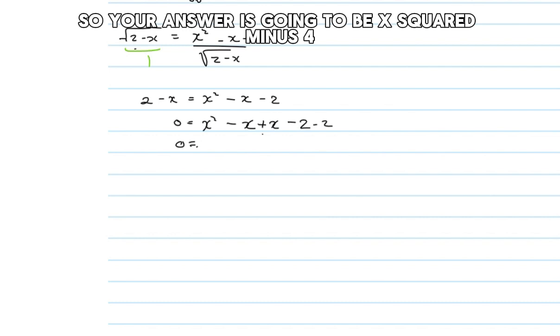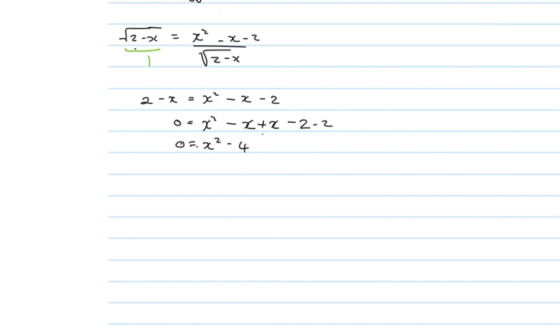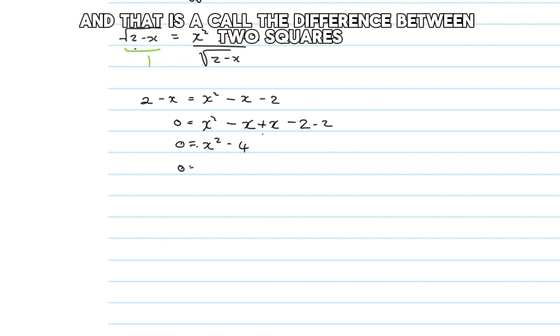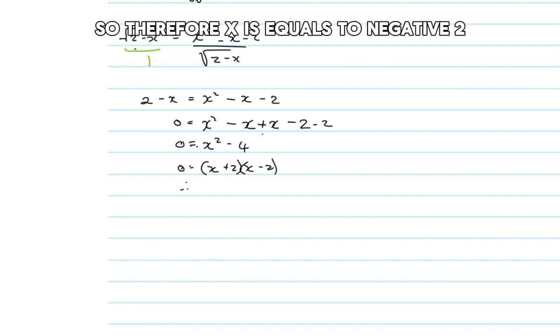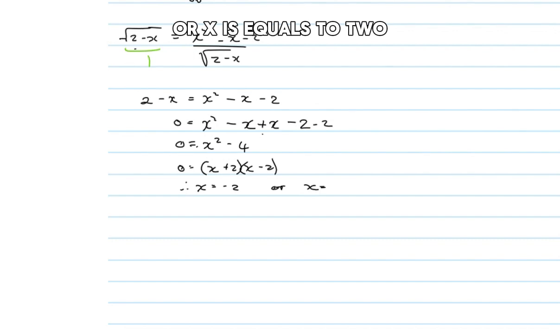So your answer is going to be x squared minus 4. And that is called the difference between 2 squares. So we can say x plus 2 and x minus 2. So therefore x is equal to negative 2 or x is equal to 2.